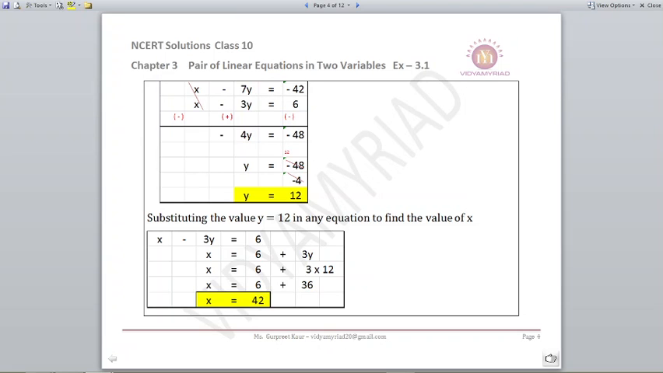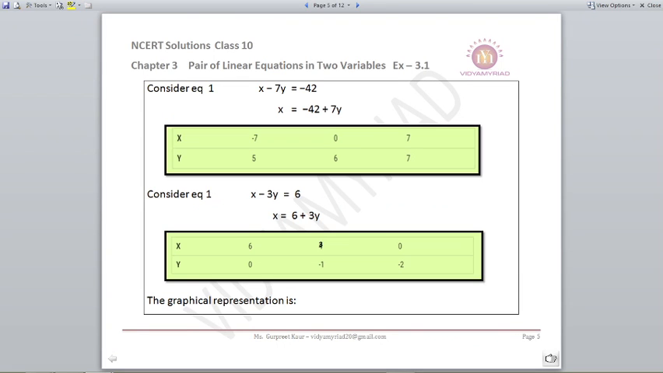So on getting y as 12, we will put this 12 in the first equation or the second equation, x minus 3y is equal to 6. We get x as 42. So we have the value of x, we have the value of y. Now we have to present this situation graphically also.